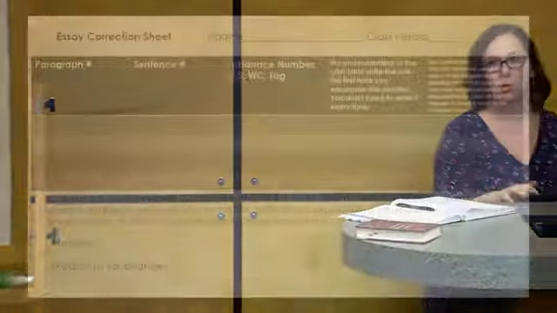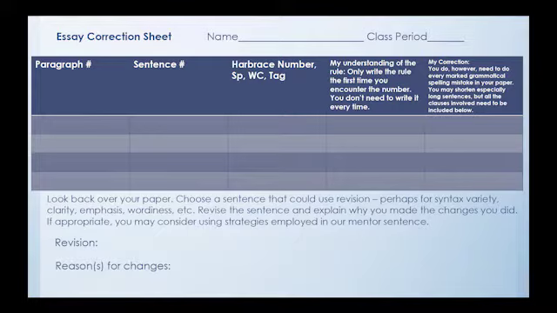So let me show you what this looks like. It basically says paragraph number and sentence number. So my students will go through their paper, and let's say the first mistake is in the 3rd paragraph. They'll write paragraph 3, sentence 2. That way they don't have to count all their sentences out.